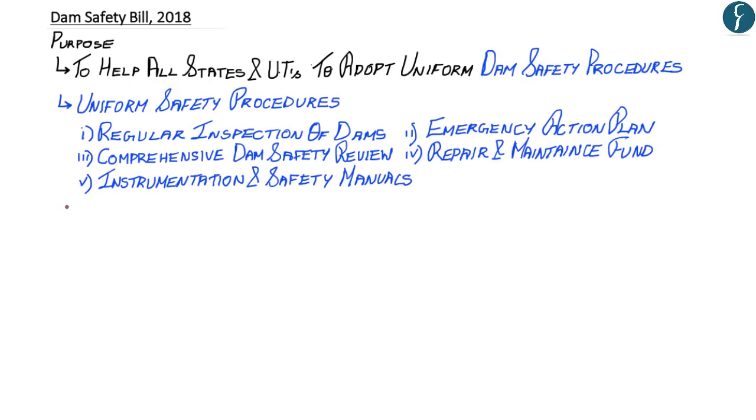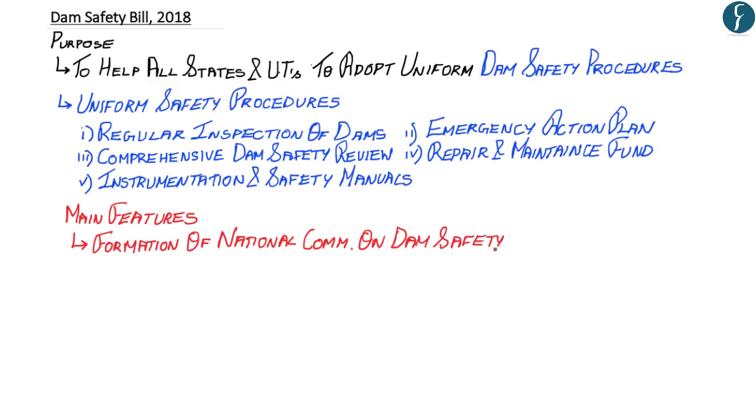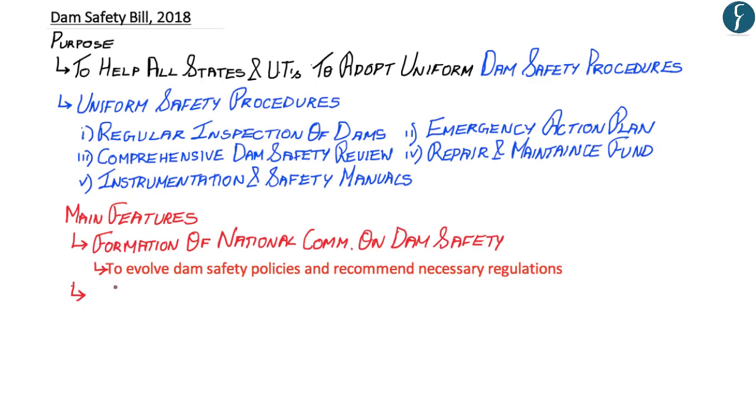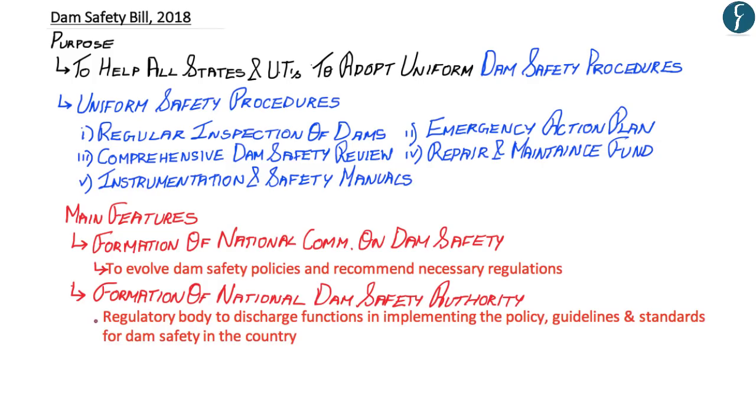Now let us understand the main features of this bill. This bill intends for the formation of a National Committee on Dam Safety, whose main objective would be to evolve dam safety policies and recommend necessary regulations on dam safety. The second main feature of the Dam Safety Bill of 2018 is the formation of the National Dam Safety Authority. The main function of the National Dam Safety Authority would be that it would be a regulatory body to discharge the functions in implementing the policy, guidelines and standards for dam safety in India.